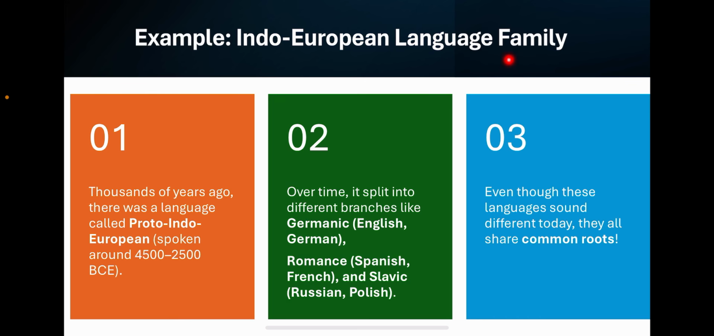Example, the Indo-European language family. This will be our focus of today's lecture. Thousands of years ago, there was a language called Proto-Indo-European, and that was spoken around 4,500 till 2,500 BCE, before the Christ era. So from 4,500 till 2,500 BCE, this Proto-Indo-European language was spoken. Over time, it split into different branches.